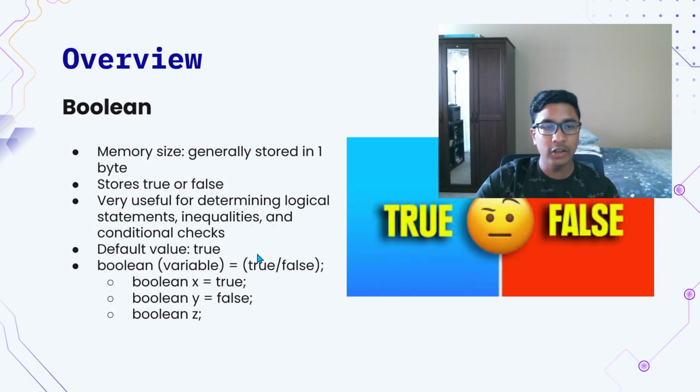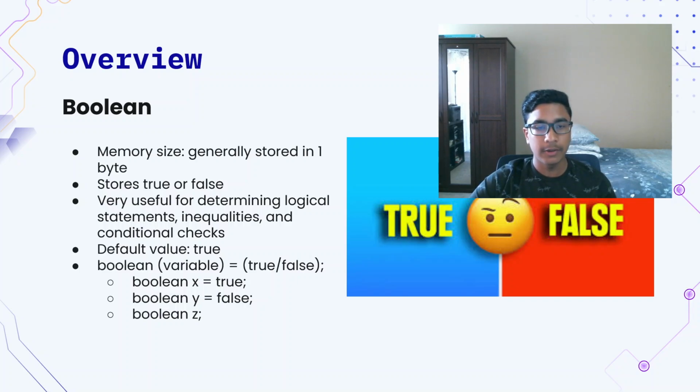Next is boolean, also one of the most useful parts of primitive data types. Its memory size is generally 1 byte. The reason it does not have a specific memory size is because the true or false values can contain a huge number of different true or false values inside it. It's very useful for determining logical statements, inequalities, and conditional checks. We'll be going more over how each part of these works in future videos.